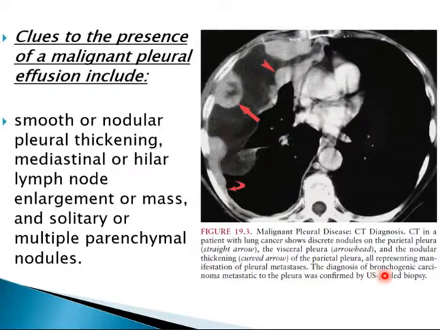This is the picture. This patient shows discrete nodules on the parietal pleura and the nodular thickening here of the parietal pleura. There is no pleural effusion here, but there is malignant involvement of the pleura.